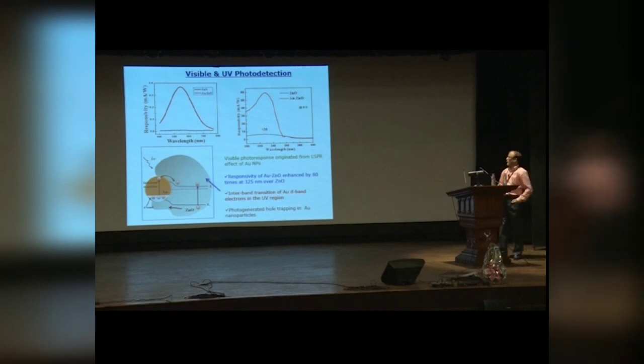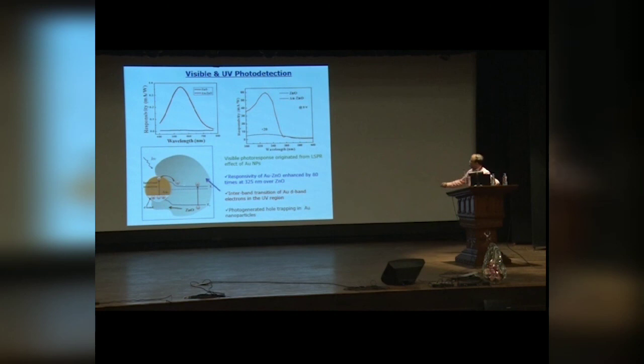But here also the gold plays a nice role. This is the gold decorated zinc oxide nanorod, and there can be two kinds of possibility. You don't know which one is really true unless you do ultrafast spectroscopy measurements. One is the intraband transition of electrons from the gold d band to zinc oxide. So the number of carriers increases in the presence of gold.